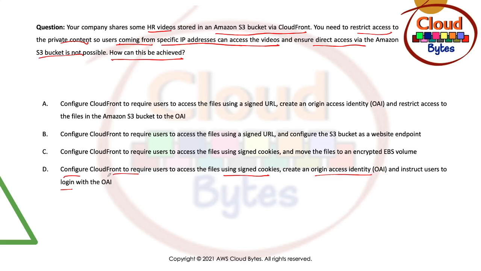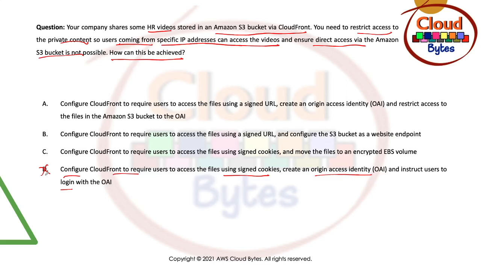Now, OAI is something that a user cannot use. OAI is an identity that is provided, that is attached to the CloudFront distribution, so that our S3 bucket understands that this is the identity that I have to serve. So only this particular identity that is attached to the CloudFront distribution is allowed to talk to that particular S3 bucket directly. So this option D is incorrect here.